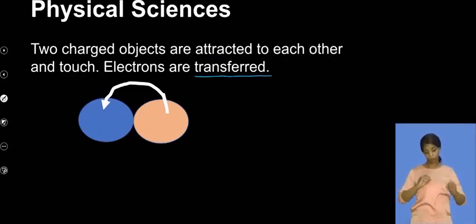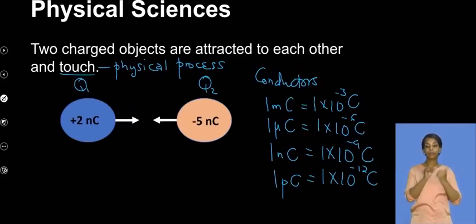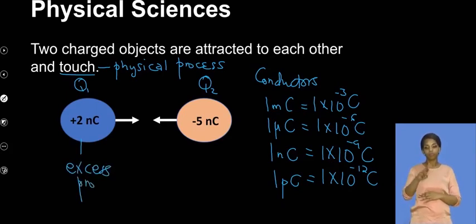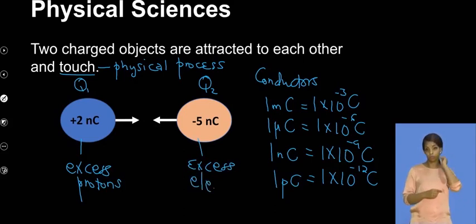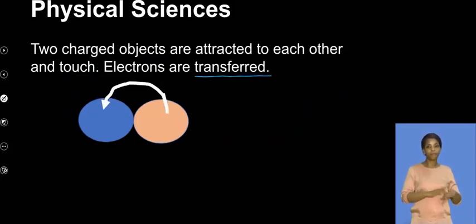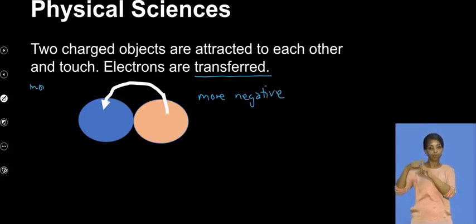But here, it's very important, if we can quickly go back, Q1 is positive. What does it mean? Q1 has excess protons than electrons, while Q2 has excess electrons. Just take that into consideration. So for Q2, there are more electrons than protons. Having said that, Q2 is more negative, while Q1 is more positive.